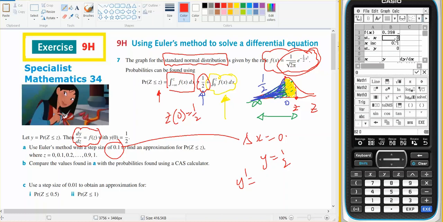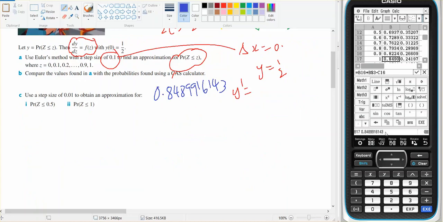x starts from 0, goes up by 0.1, y starts at 0.5. And execute, and if I go down, when x is 1, y should equal, and I look all the way down here, and that's where I can see that number. Okay, so that's Euler's approximation.